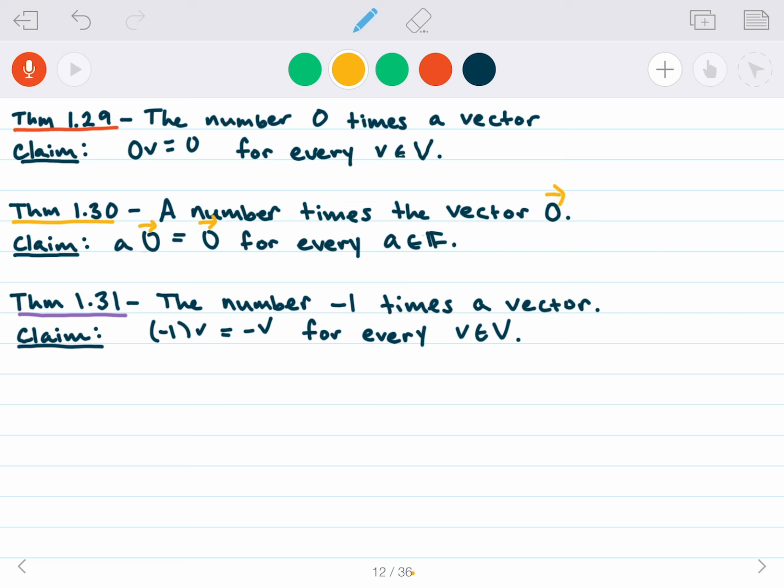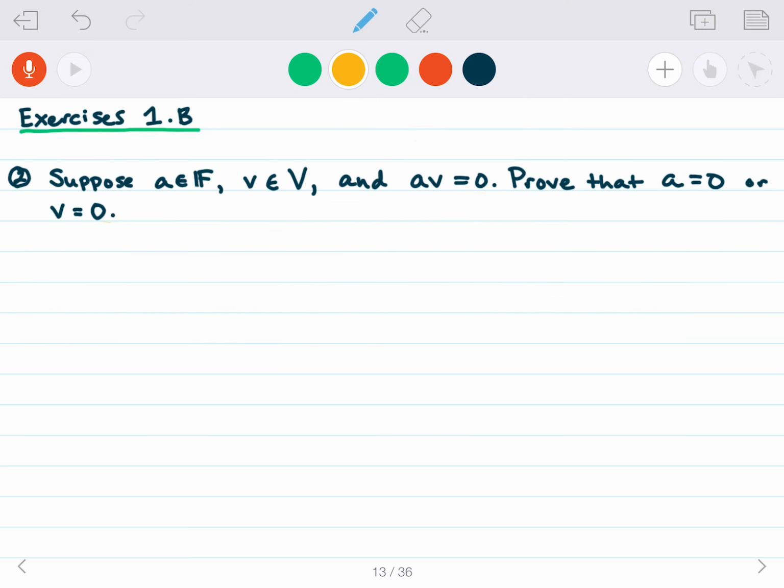And then finally, theorem 1.31: the number -1 times a vector is what you would expect. -1 times V is negative V for every vector V in our vector space, capital V. So let's go ahead and do some exercises.